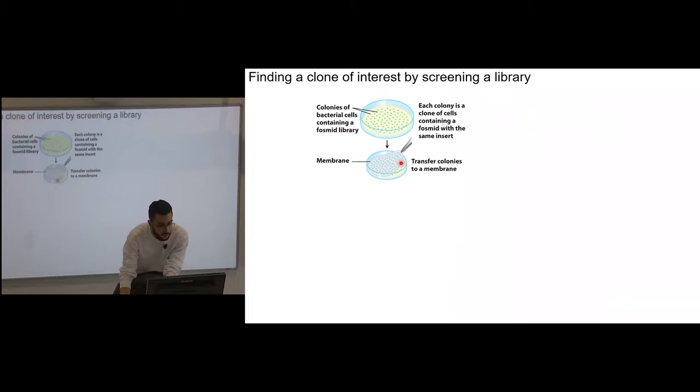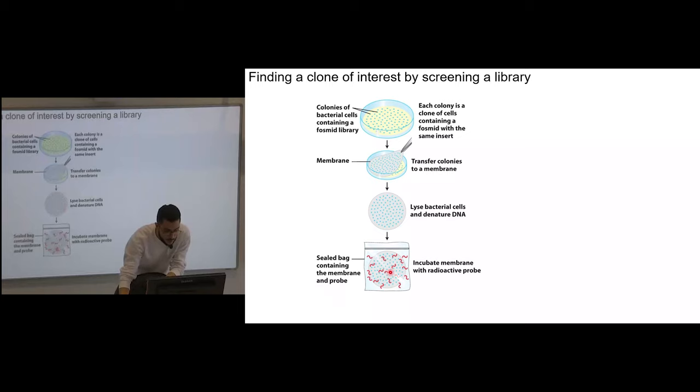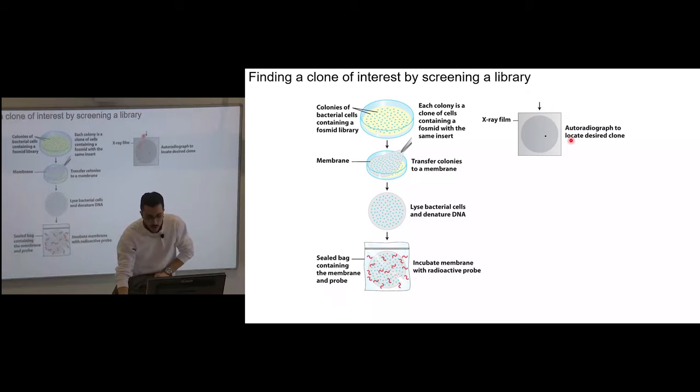Then you'll put a membrane on top of it, because this agar gel here is very sensitive, so you don't want to do work on it. So you transfer the colonies onto a membrane and then you break them apart. So each colony will become just a small puddle, let's say, of cell content. And then you can use a radioactive isotope probe against your plasmid to see if those bacteria have that plasmid, okay? And you can X-ray them like this, and it will tell you which colony has that plasmid. And then you can go back to the initial plate and pick up that colony and amplify it.